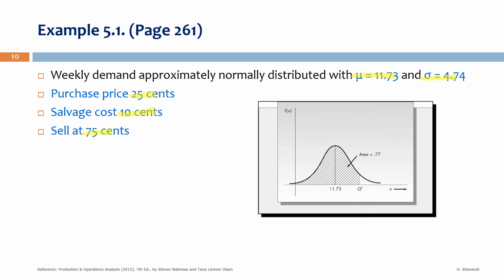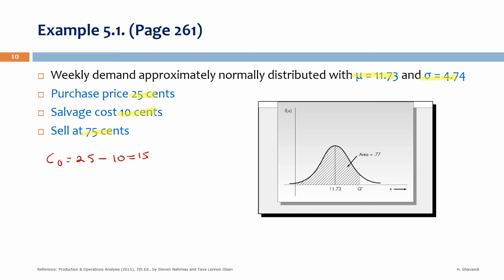So in order to solve this problem, at first we need to obtain CO, the overage cost, and CU, the underage cost. Here CO is the case that we have excess inventory. If we have excess inventory, we will sell it at the scrap value of 10 cents. We purchased it at 25 cents and we are selling it at 10 cents. So 25 minus 10 will be 15 cents as our overage cost, right?